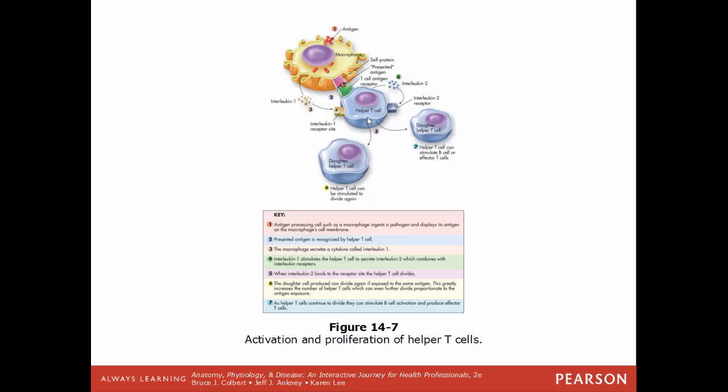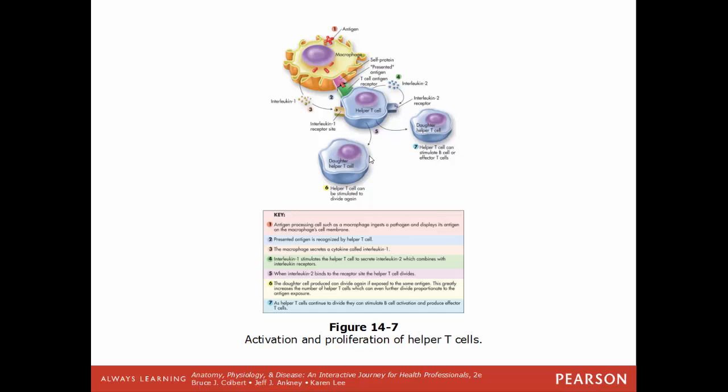This causes the macrophage to secrete interleukin-1, which is a special type of cytokine, which is going on right here. This interleukin-1 will stimulate the helper T to secrete interleukin-2, which is another cytokine. When that interleukin-2 binds with other receptors on its surface, this will help the helper T cell to divide, and divide fairly rapidly. And these cells that are produced are called daughter cells.